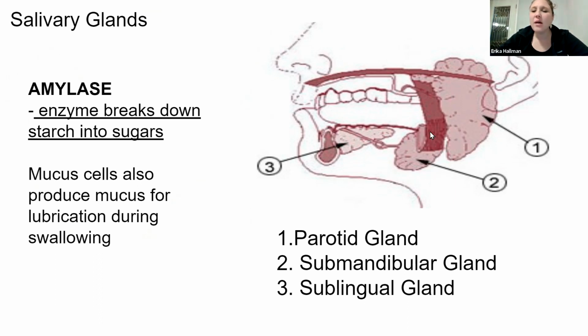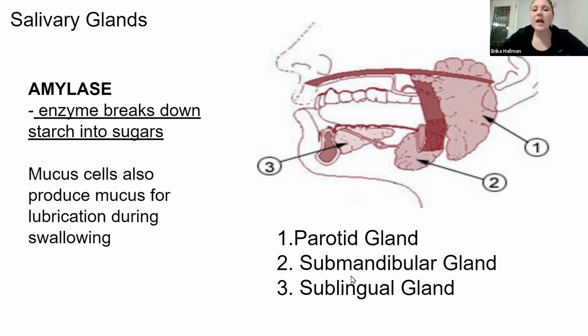Second type is called submandibular. And if you break that word down, sub means below. Mandible is our jaw. So these are the glands that if you feel the angular part of your jaw and you move it back and forth, these would be glands that are seated just beneath that area.